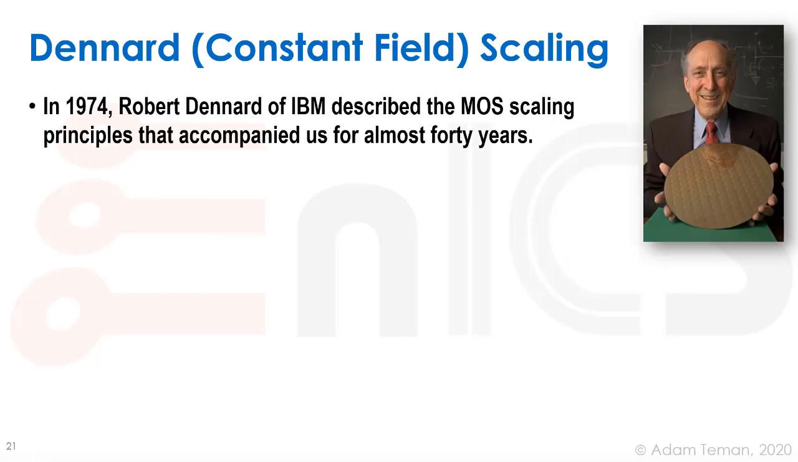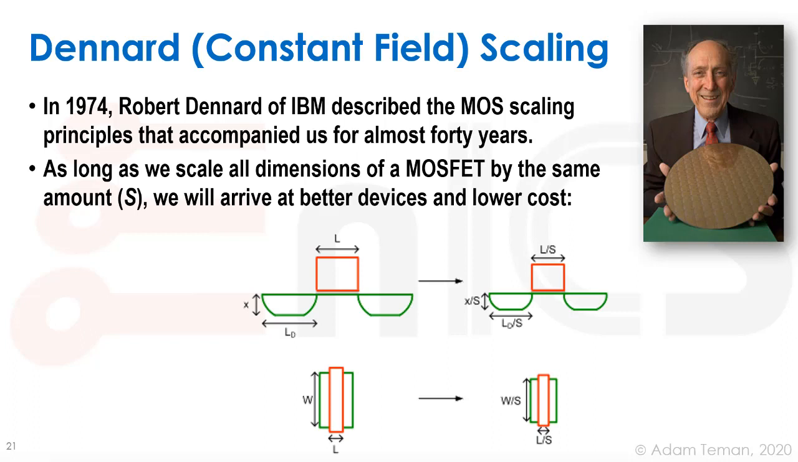Well, this guy over here, Robert Dennard, who was a fellow at IBM, who actually invented DRAM, wrote a groundbreaking paper in 1974 where he described the MOS scaling principles that accompanied us for almost 40 years. What he noticed was that as long as we scale all the dimensions of a MOSFET by the same amount, which we call S, we will arrive at better devices and lower cost.